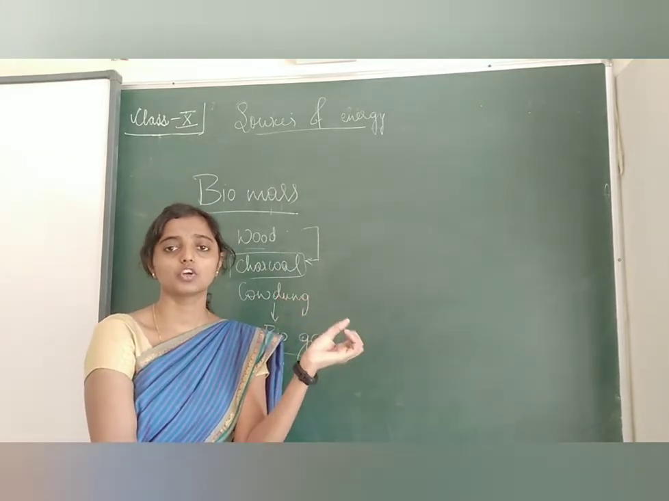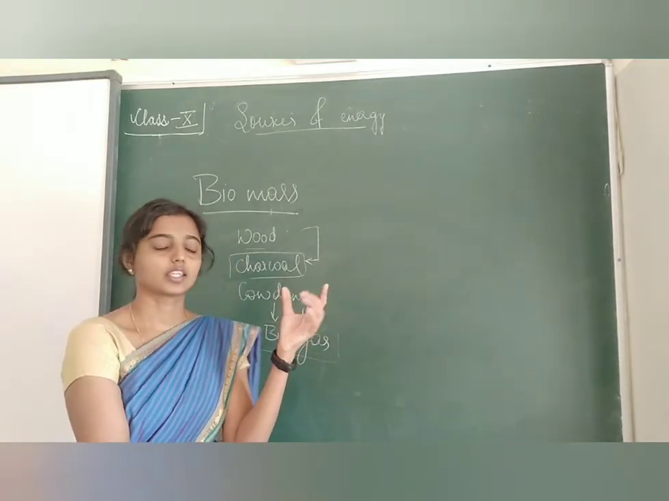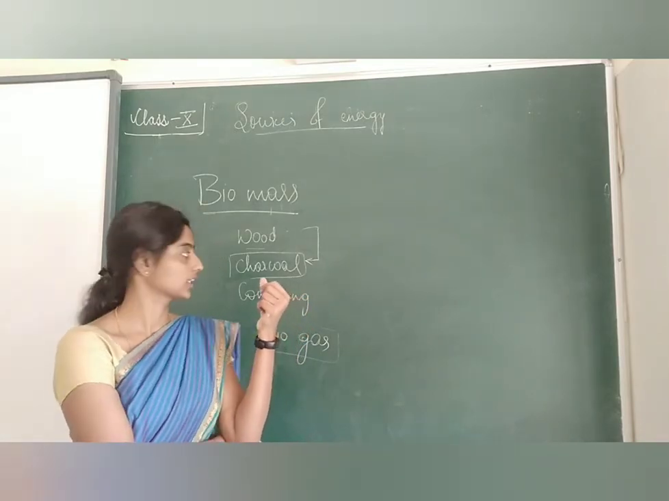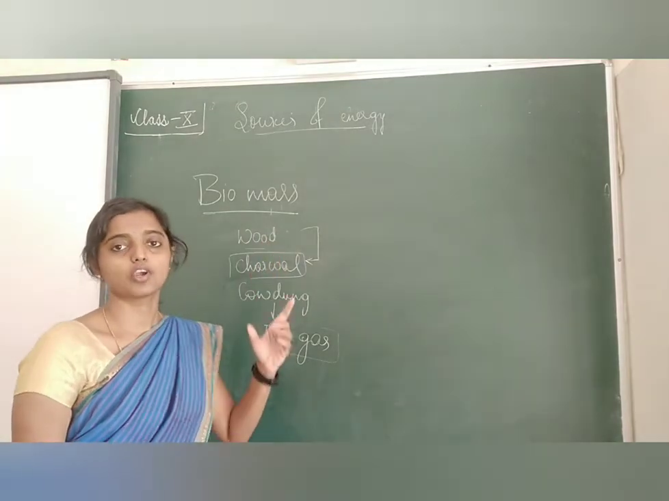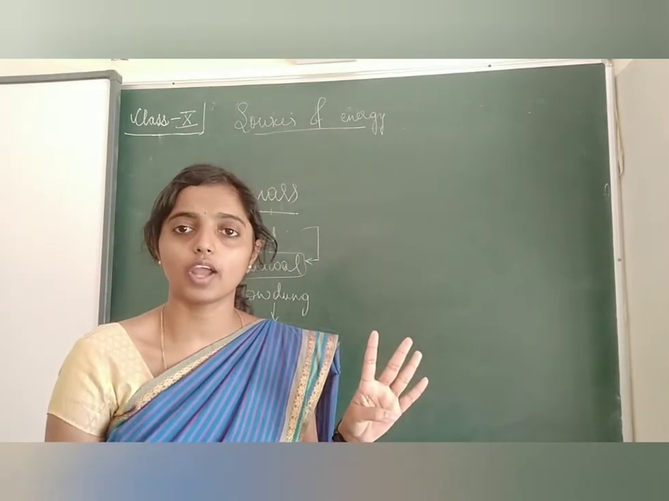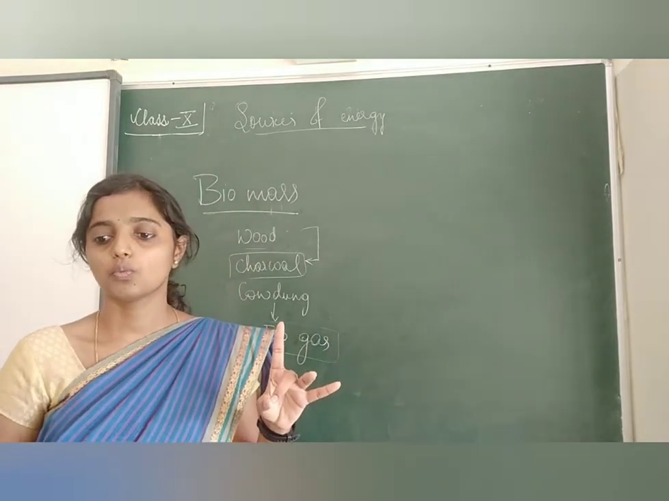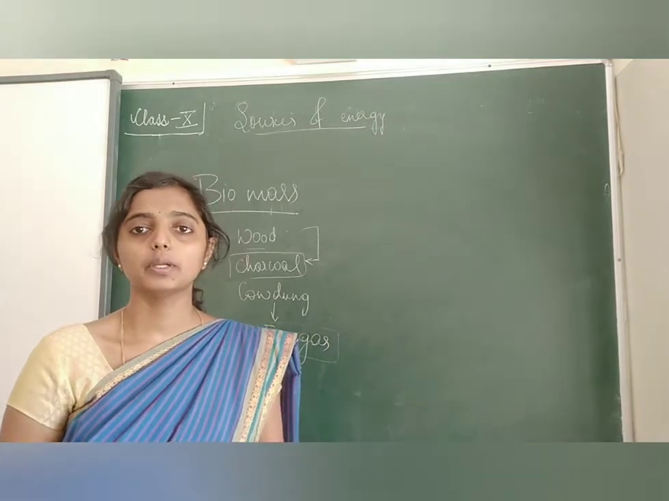Volatile is nothing but evaporation. So all those things will get evaporated and at the end it will give the product called charcoal, which looks like this, right? Charcoal is better than wood. That is because it gives high calorific value and is easy to handle and transport. And one more point is it does not produce smoke while we burn.